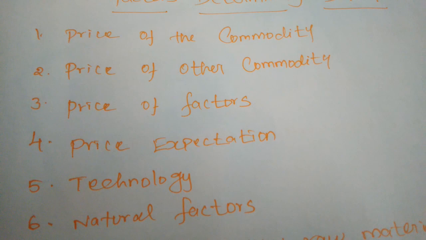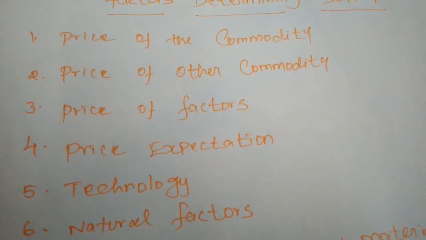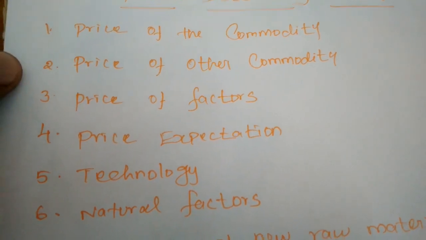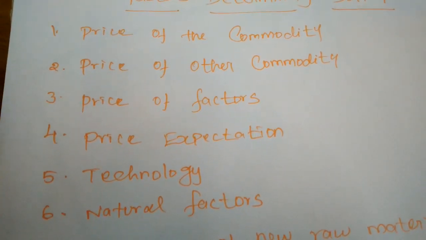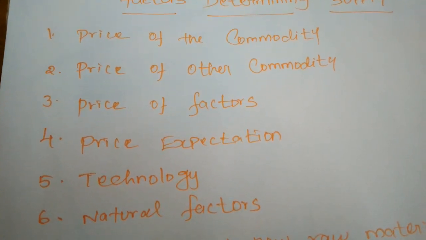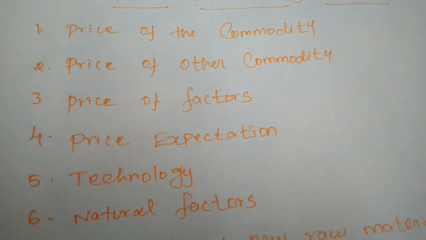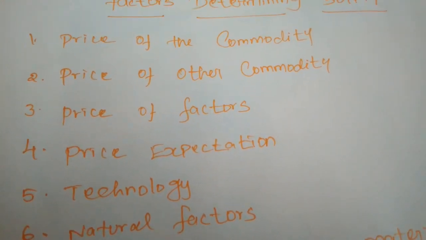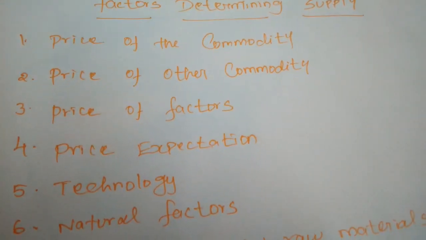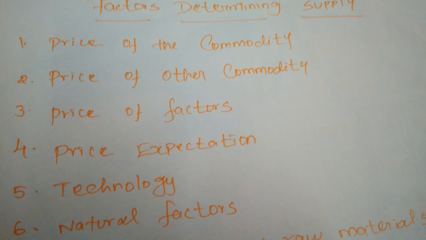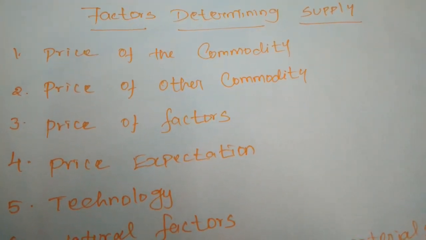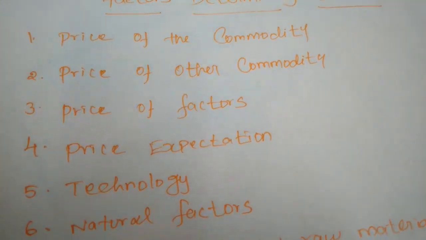Because when the producers cultivate rice and paddy, they will earn less profit. But instead of that, if they are producing commercial crops like cotton, tobacco, or any other crops, they will earn more profit. So the price of other commodities also determines the supply of commodities. If the price of the other commodity is reduced, the supply of the substitute good will be increased.